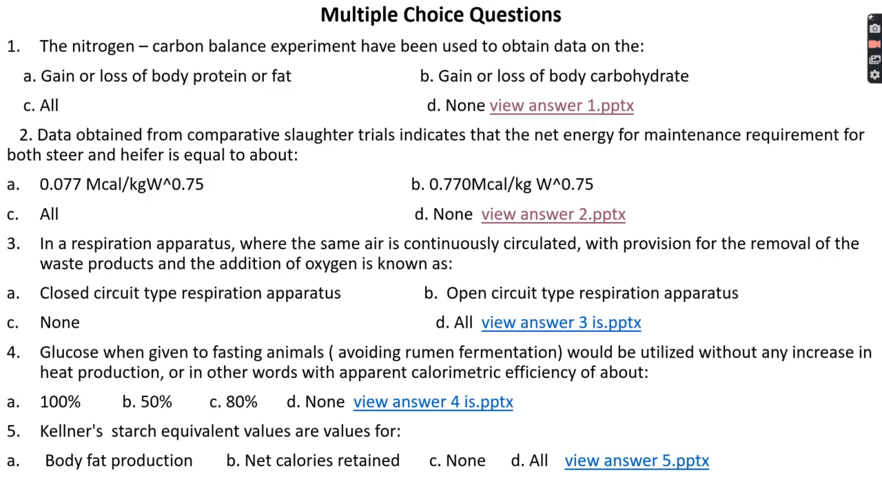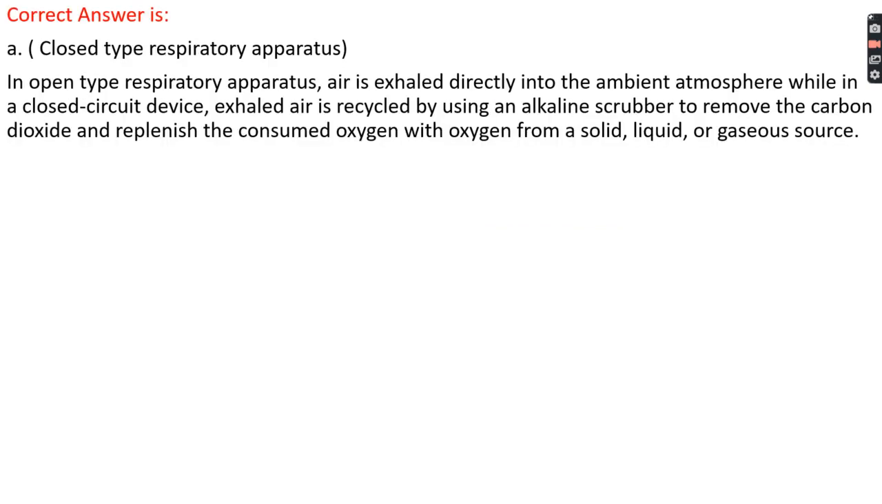Question number 3. A respiration apparatus where the same air is continuously circulated with provisions for the removal of waste products and the addition of oxygen is known as option A, closed circuit type respiration apparatus, option B, open circuit type respiration apparatus, C, none, D, all. The right answer is option A, that is closed circuit type respiration apparatus.